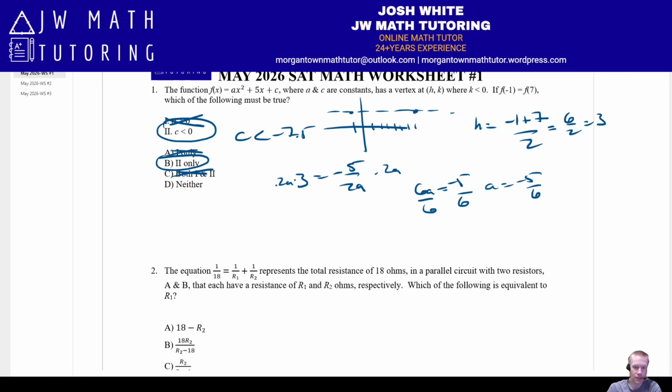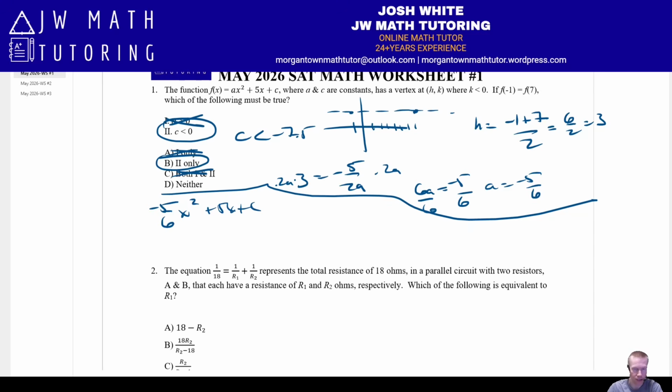Now, I actually did out all the work to prove this. I'm not going to go through all of it here. I'll just skip some steps and show you. If you take negative 5/6 x squared plus 5x plus c, and you complete the square on this, you end up with something that looks like this. It's minus negative 45 over 6.